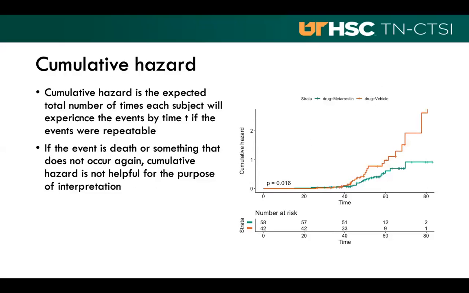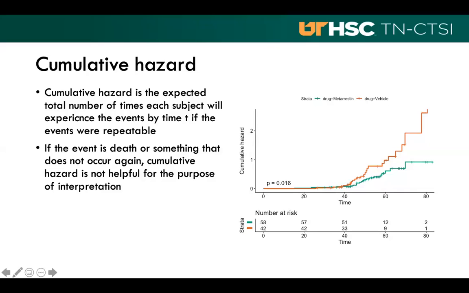Cumulative hazard is one of the statistics that's also reported in survival analysis. The cumulative hazard is the expected total number of times each subject will experience the condition or event under study by time t if the events were repeatable. So for example, if the event is hospitalization and can relapse, and the participant can get it multiple times, how many times can a patient develop the condition during the follow-up time up to a given time point? If the event is days in a state or something that does not occur again, cumulative hazard is not helpful for the purpose of interpretation.